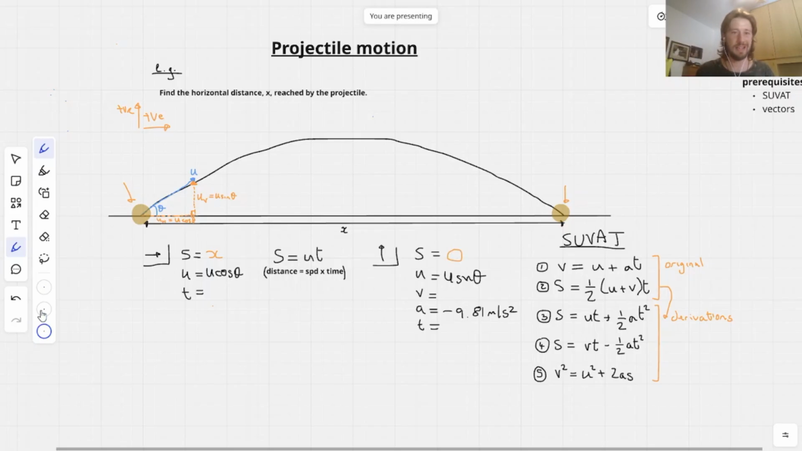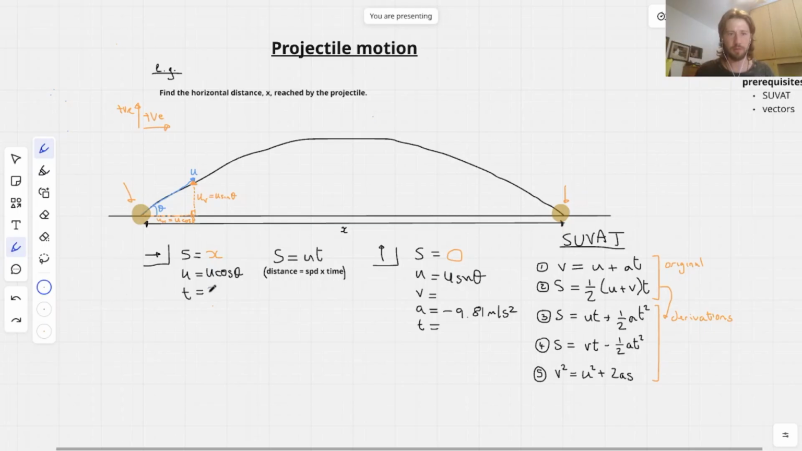Okay, last thing that you need to know is that these quantities here are independent of each other. So they can be anything you want. But between the vertical and horizontal, time is shared. So time will be exactly the same. And if you look at the horizontal, we have the initial velocity, and we have x. So we need time to actually find the last unknown.